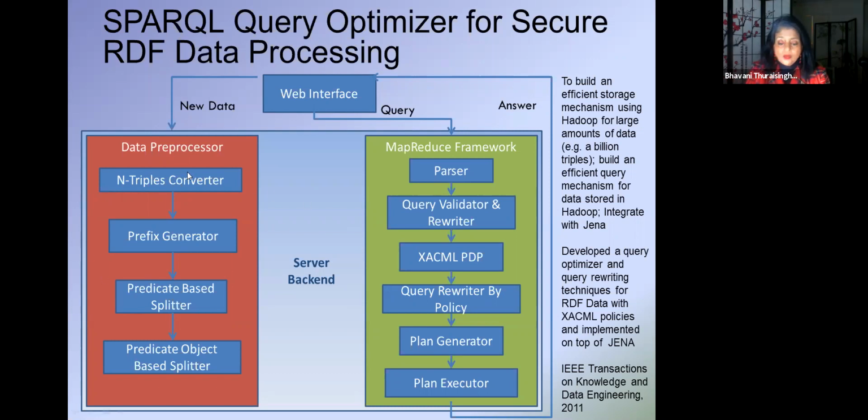So you have the N-Triples, right? The data is coming in, and then we break the data, we convert the data, apply some prefix generators, and then we split the N-Triples with a predicate-based splitter. Remember, RDF is subject, predicate, object. Tim Berners-Lee is the inventor of the semantic web, or Sir Tim Berners-Lee is the inventor of the semantic web. So predicate-based splitter, and then predicate object-based splitter.